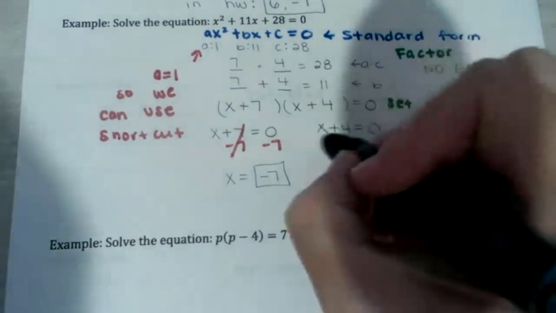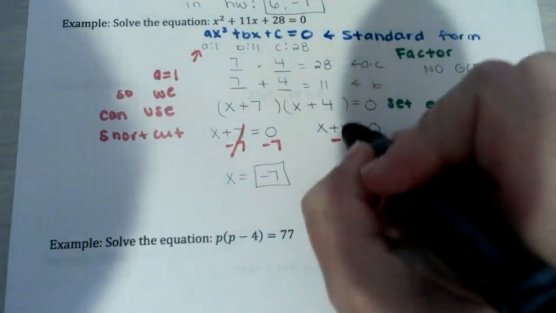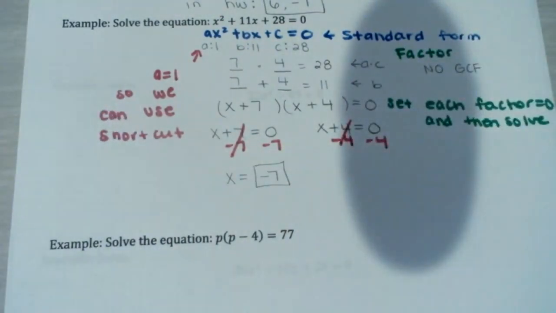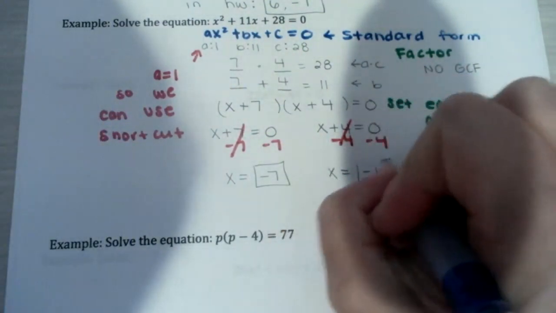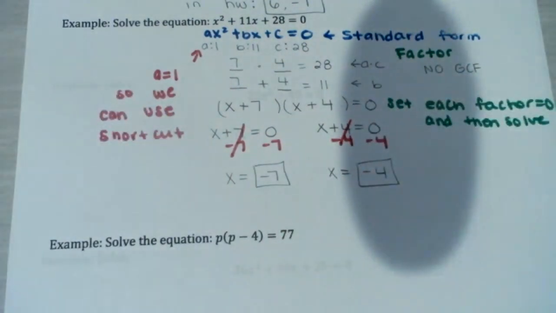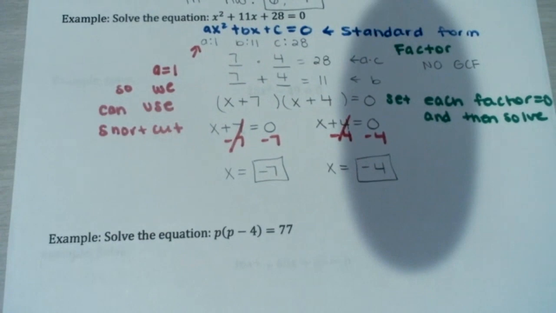Over here, x plus 4 equals 0. We could subtract 4 from both sides. That way those cancel. We are left with x equals negative 4 as our other answer. So negative 7 and negative 4 are our two answers. In the homework, you would do negative 7 comma negative 4. Let's do the next one.